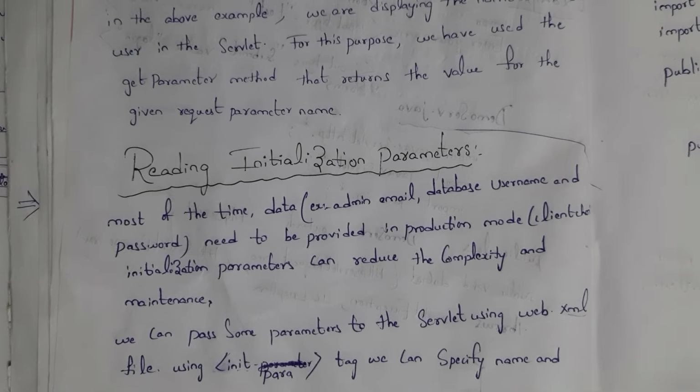The last topic is reading initialization parameters. Most of the time, whatever data the user has entered, like username, password, and Gmail IDs, is stored in reduction mode in order to maintain space. If data is not stored in reduction mode, then it will occupy more space and there are more chances for errors. So data is always stored in reduction mode.